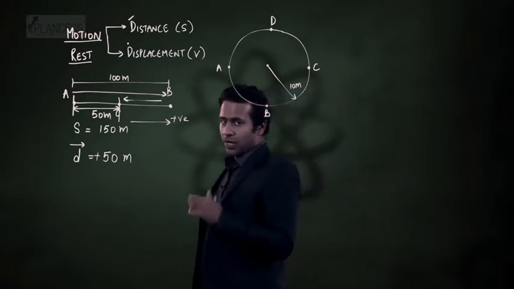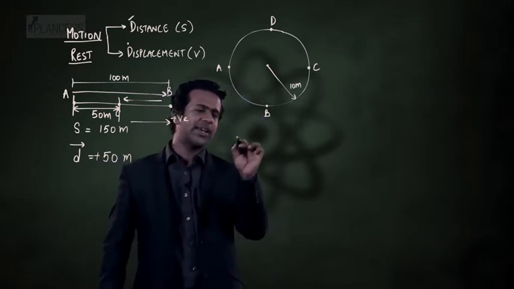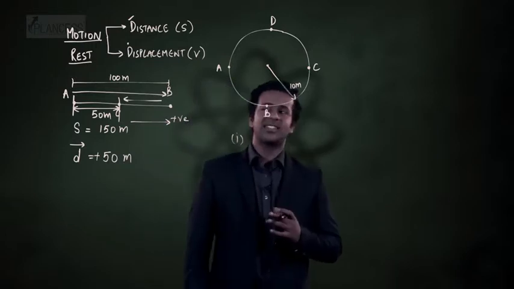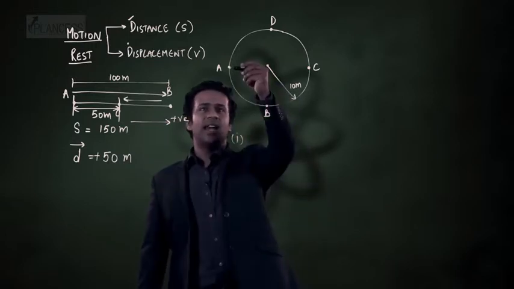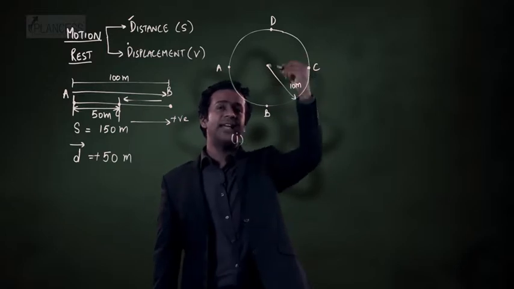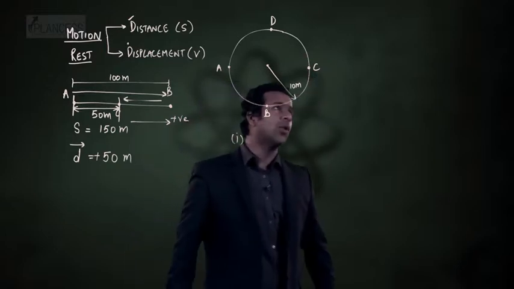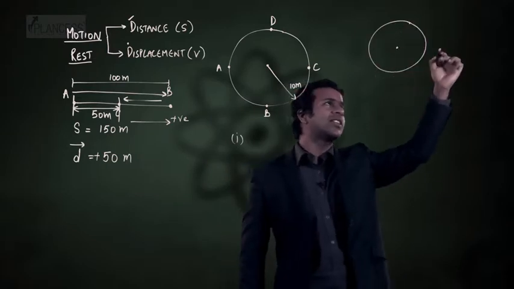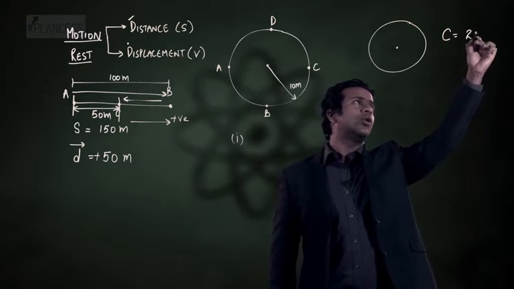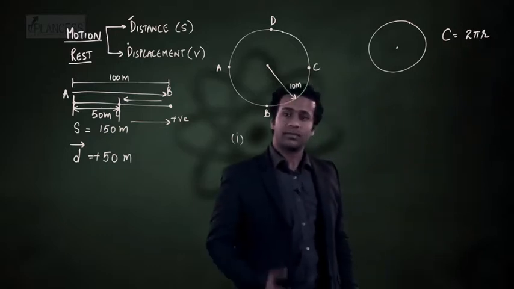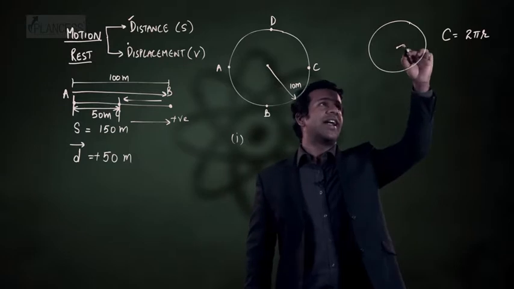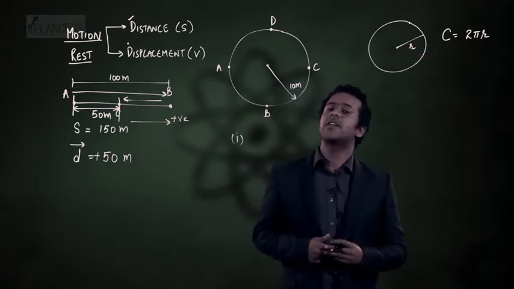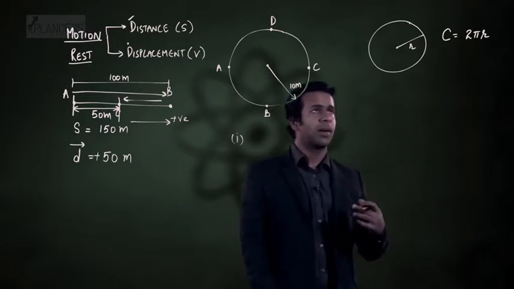Right. So let's first think about the first part in this question, which is the distance covered. The distance it has covered is basically the length of sector ABCD. Now, I hope you know that in a circle, the total circumference is equal to 2 pi r, right? Where r is the radius of the circle. So if you have a circle of radius r, the circumference of that circle is 2 pi r, right?